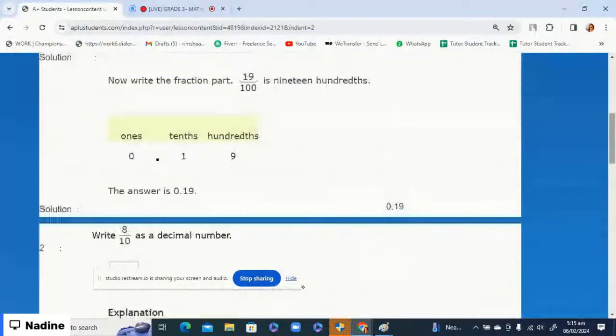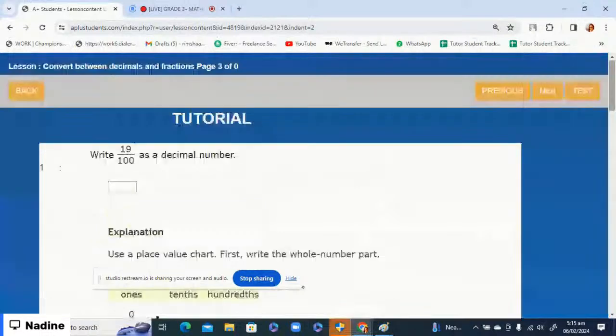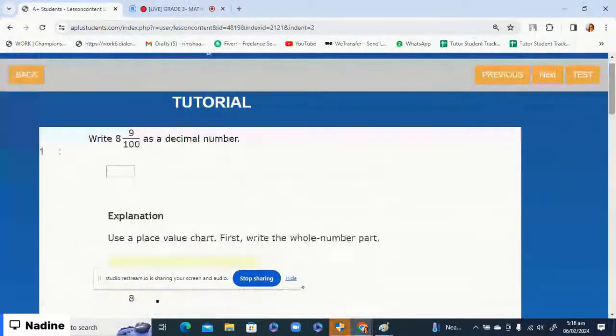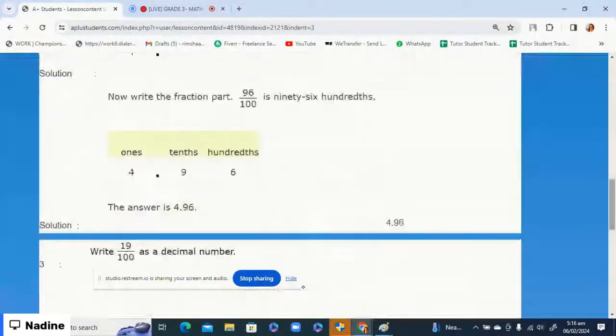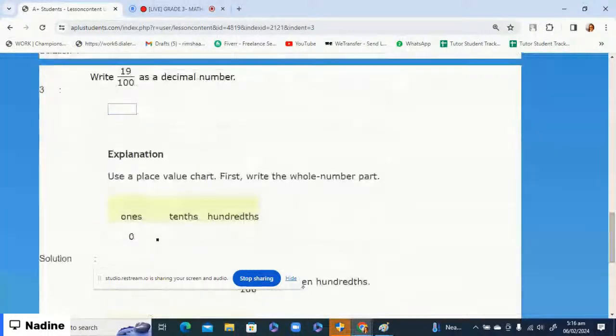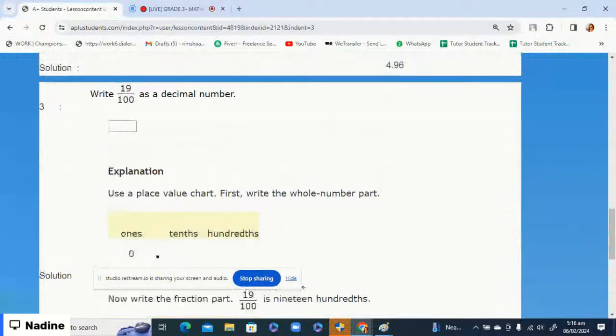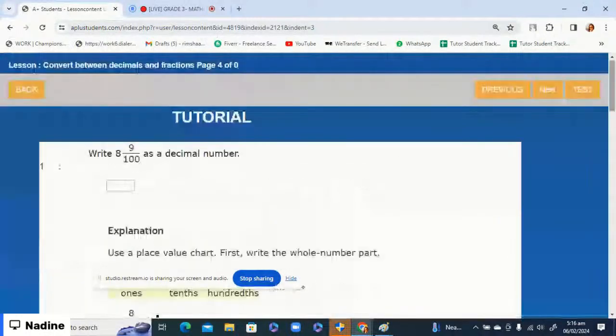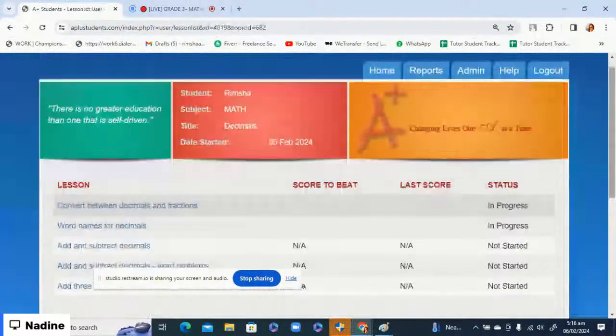Okay, now let's do just one or two more questions. Look at here now. This shows write 19 over 100 as a decimal number. 19 over 100. As we know that 19 is on the 100th place, so put it, 1 is on the tenth, 9 is on the hundredth place. And as we know, what it becomes, 0.19. All right. Okay, hope you guys understand this lesson. Yes, good, 0.19.